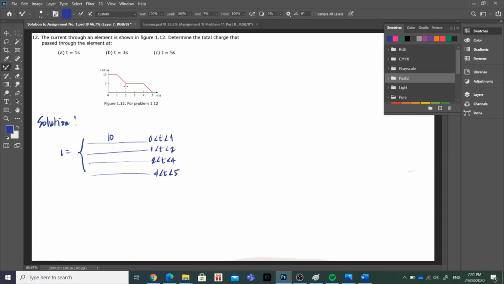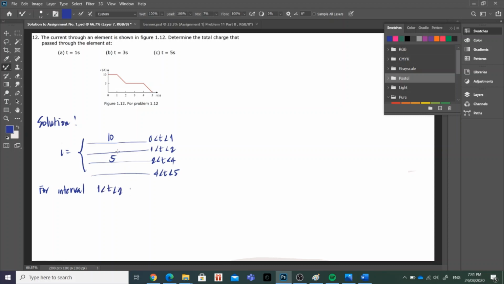And then, dito sa interval natin ng 2 to 4, ang value ng current natin ay 5. Ayan. Okay, bali ang hinahanap na lang natin ngayon ay yung equations para doon sa interval 1 to 2 and then doon sa 4 to 5. So, for interval, okay, between 1 to 2 seconds.